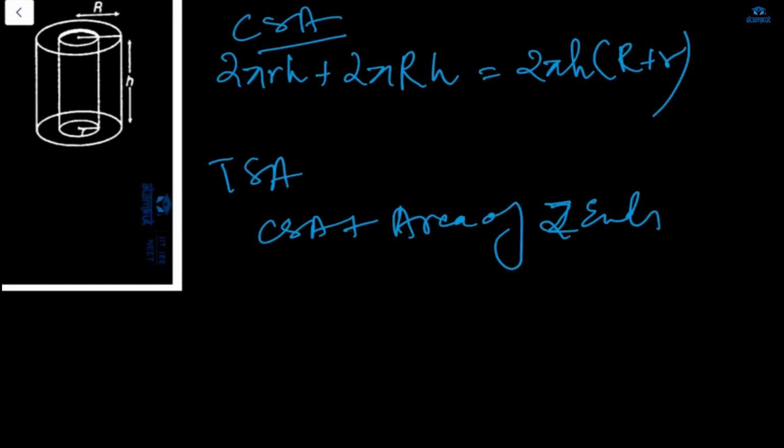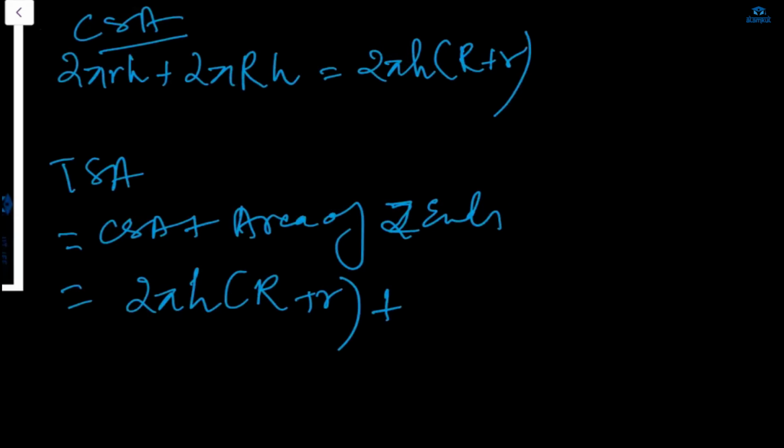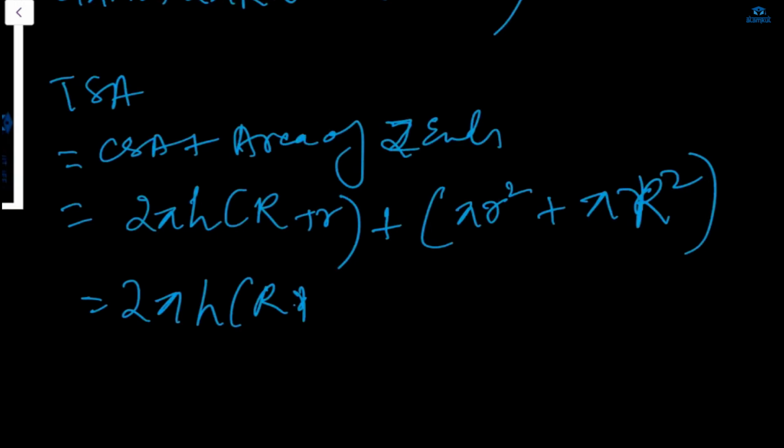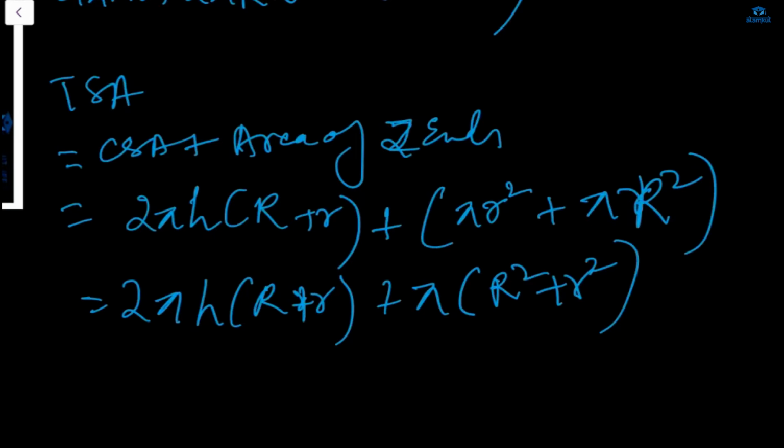Okay, so which will be equal to the curved surface area of the hollow cylinder, 2 pi h (R plus r). Now, if you take the surface area of the two ends, it will be pi R square plus pi r square. Okay, so you can take pi as common, and then it will be R square plus r square. Okay, understood? Any doubt? Just a minute.